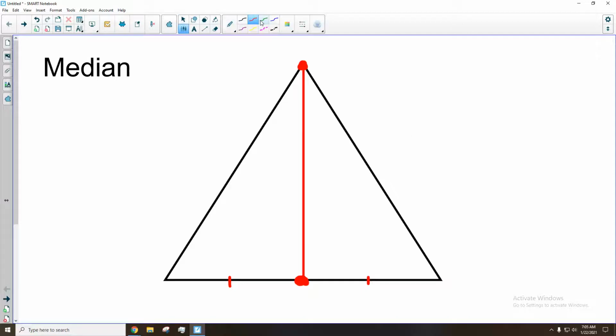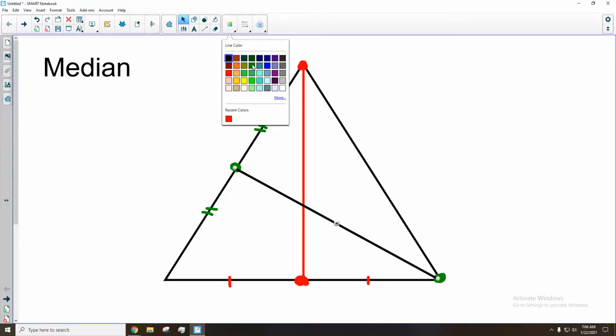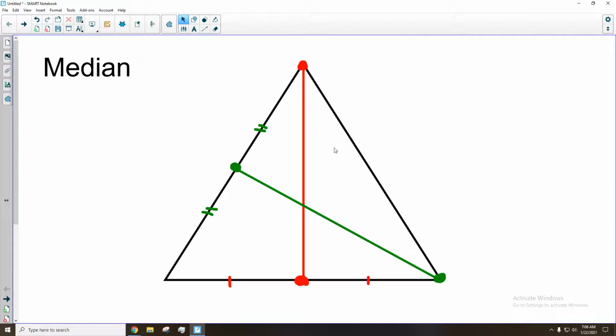But when we start adding other medians, like if I go to the midpoint of this side, which again would cause this to be in two equal halves, and I draw a dot on the opposite corner, well, let's connect that real quick. And let's also change the color. Boom. So there's another median. Now, if you notice, these kind of cross right here. And we'll get to that in a second.